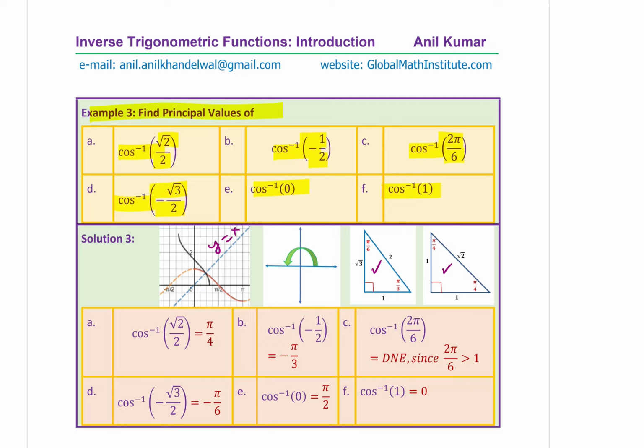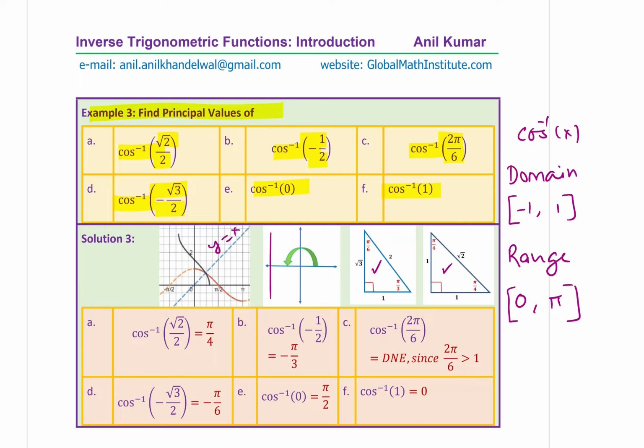So as you can see here, the cos inverse of x, the domain for us is what? The domain is from -1 to 1, and the range is from 0 to pi, correct? Which is indicated right there. So these are important sketches which help us solve questions based on inverse of the function. And that yields the principal value, correct?